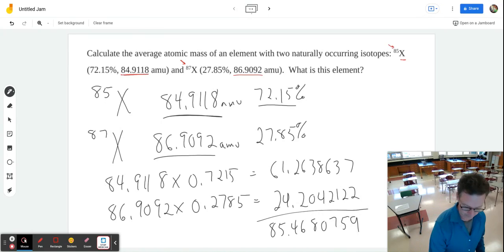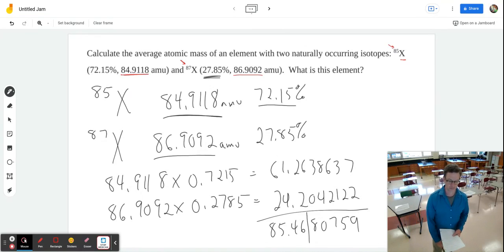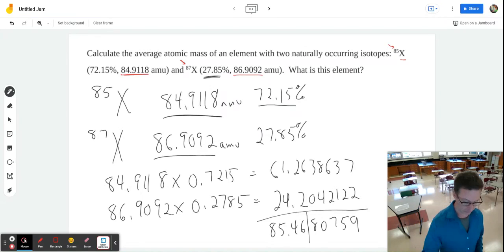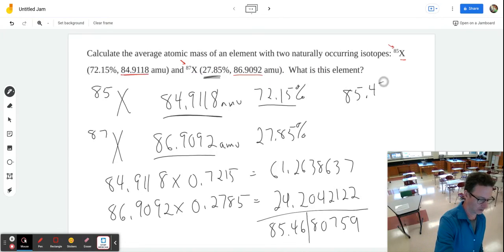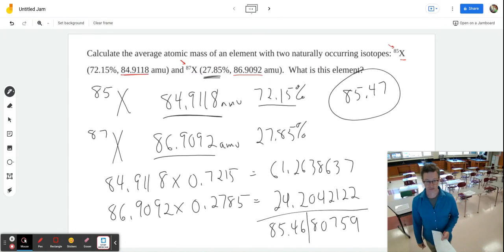We add that together for 85.4680759. For significant figures, because we have these percentages here with 4 digits, our answer should have 4 digits. So we round to 85.47 as the average atomic mass.